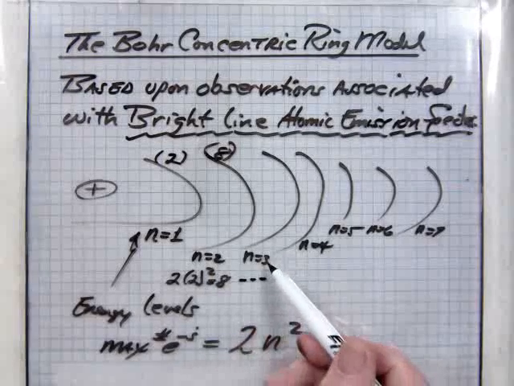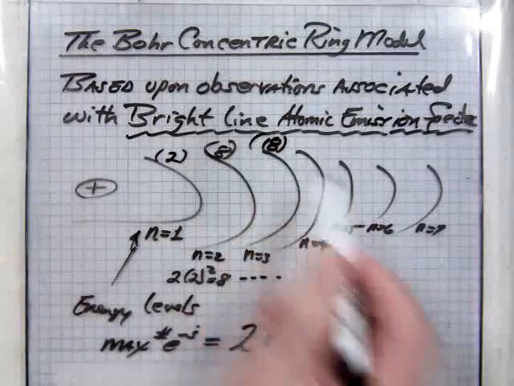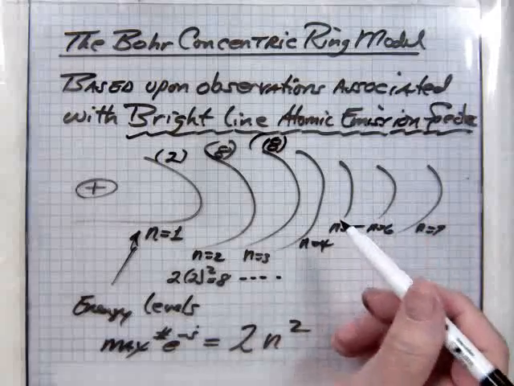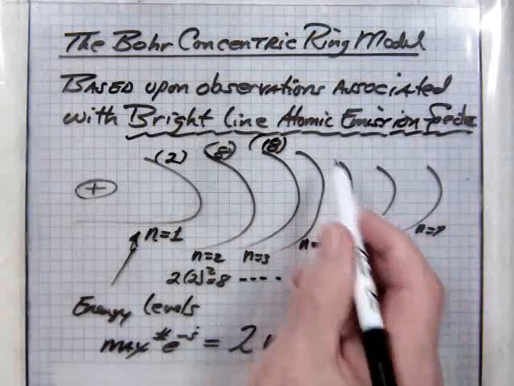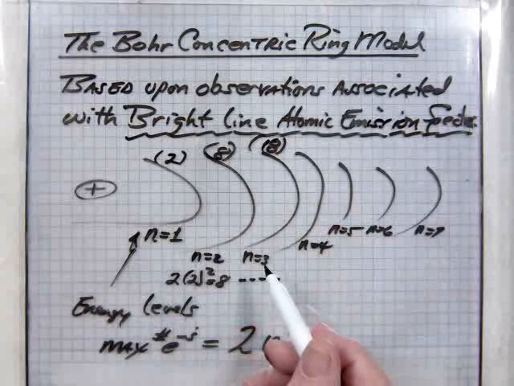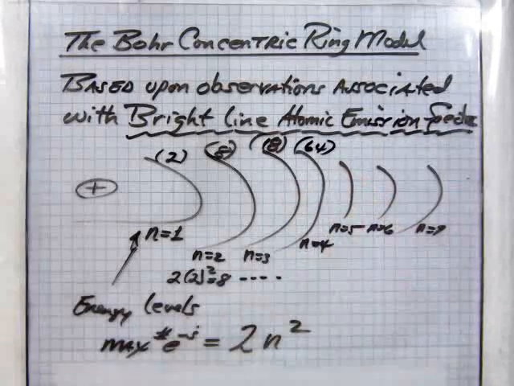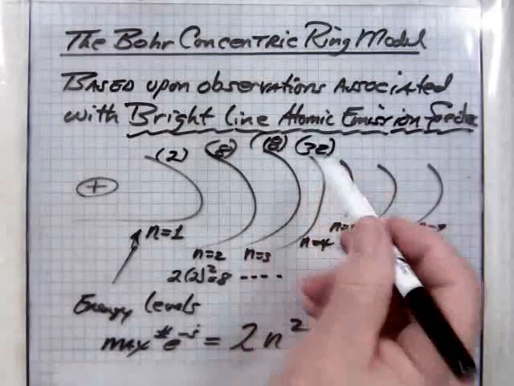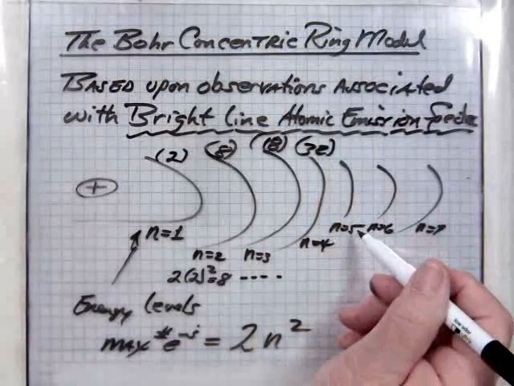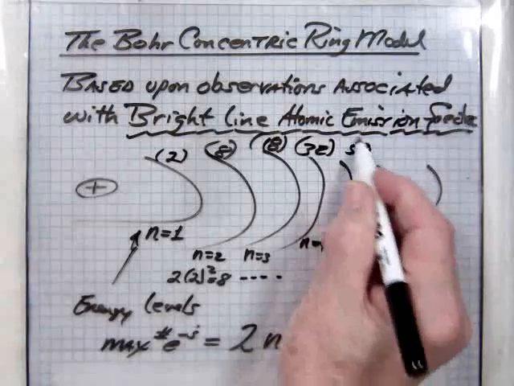And so 3 squared, 3 and 3 is 9, 2 times 9 is 18. You can have 18 electrons. And 4, 4 is 16, times 2 is 32. Okay, 5 and 5, 25, times 2, so 25 is 50 for this third one.